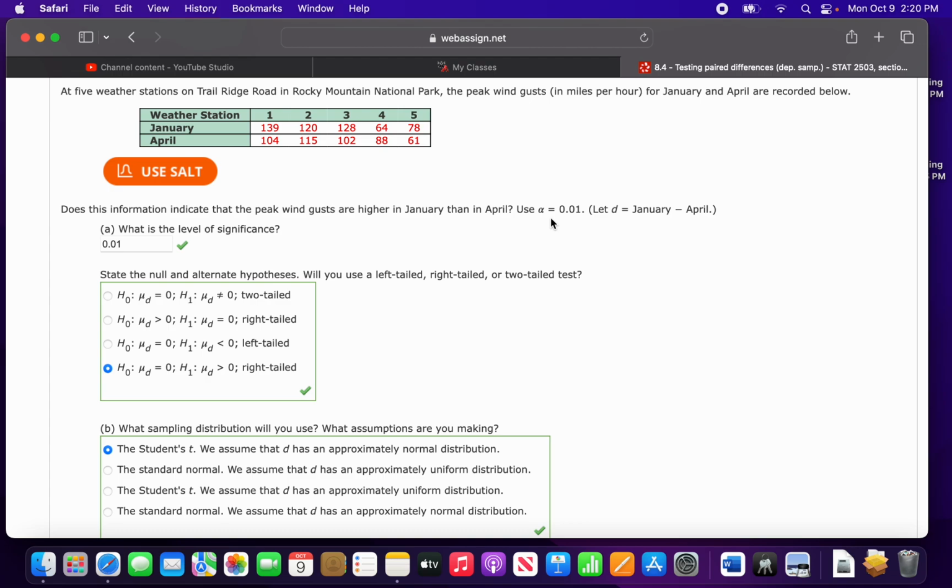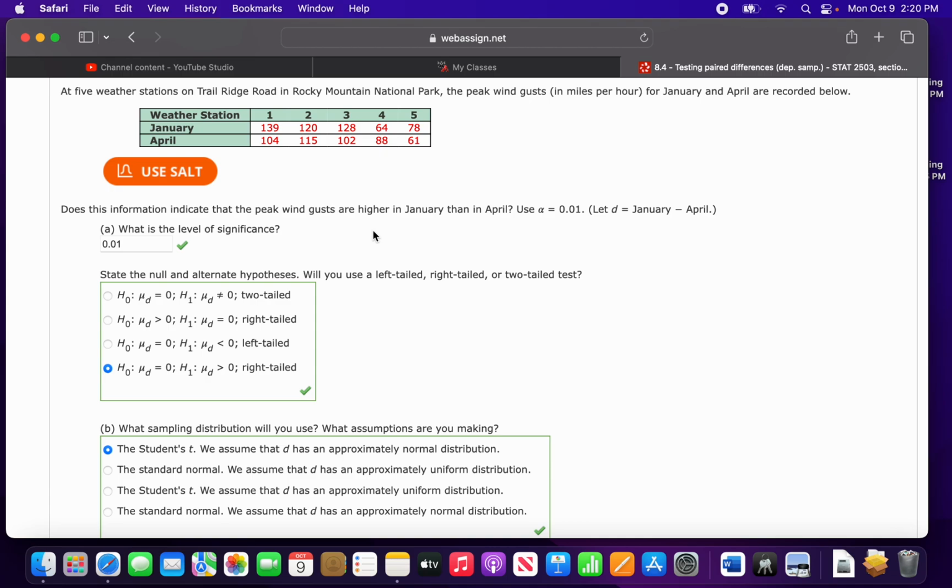We're going to use alpha equals 0.01, and we're going to let our paired difference be defined as January minus April. The significance level, remember that's alpha, that's 1% in decimal form. Now, this one we've got a comparison word of higher.